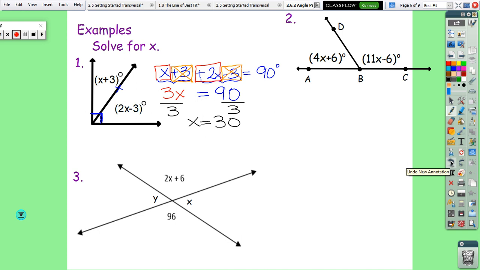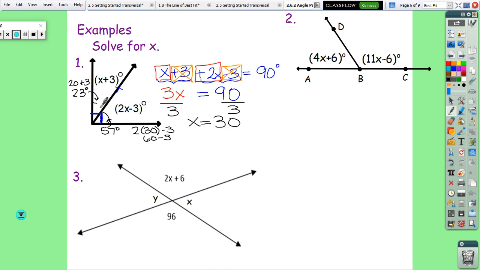So if we wanted to figure out what the angle is, this is similar to what we had to do last chapter. We would take our value here and plug it into each one of these. So this would be 20 plus 3, so this would be 23 degrees here. And this one would be 2 times 30 minus 3, so 60 minus 3. This angle here would be 57 degrees.